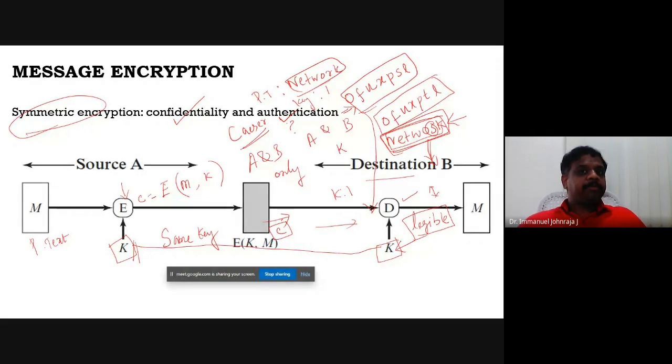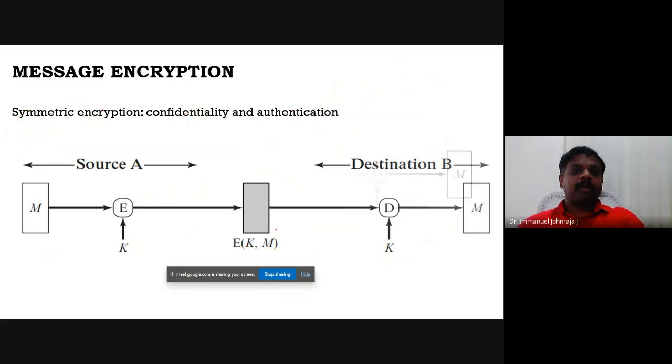He is the only other person having the key, and all these confusions will come into picture. That's the trouble with the authentication we want to take from symmetric encryption. Okay. So that's all about the message encryption using the symmetric key, which also provides the authentication.